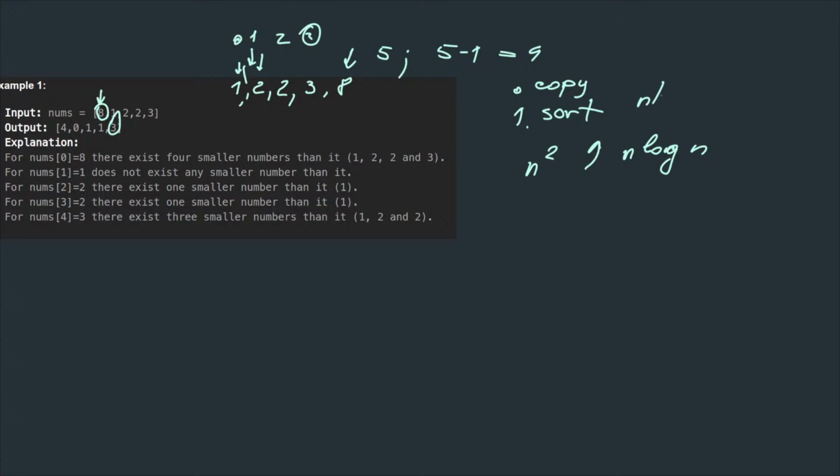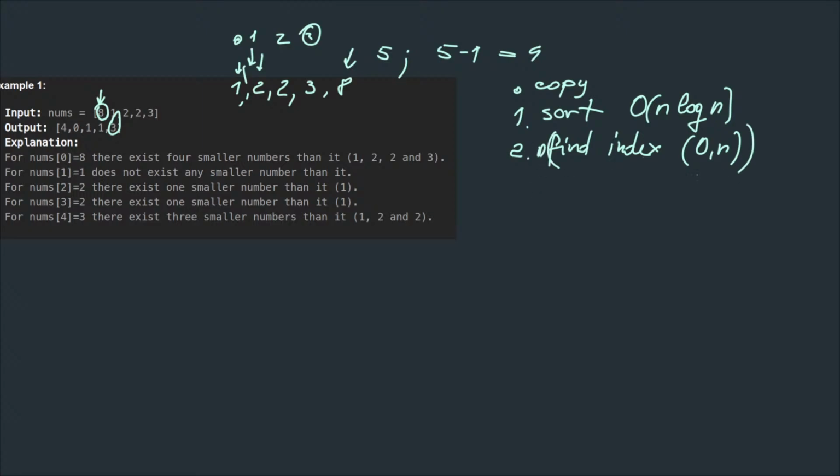Because we sort it, it will be n log n. Sorting will be n log n. It depends on the implementation, but let's say a decent quicksort implementation has a worst case of n square, but the average is n log n. And then we'll need to find the index. Finding the index will be O of n, but we'll need to call find index for every number. So n times find index, and our algorithm will become n square.